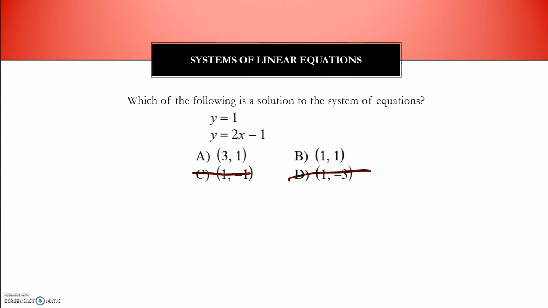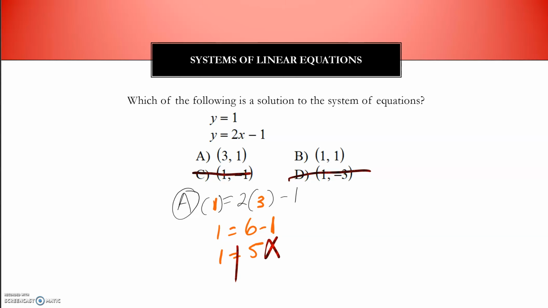So let's take option A. We know that y is 1, so we don't need to deal with the first equation, but we need to go with the second one. I'm going to check what happens if I plug in that ordered pair for x and y. We have been given y is 1 and x is 3. Just as in any regular equation, does that ordered pair work? It does not. 1 is definitely not equal to 5. So A is not the answer.